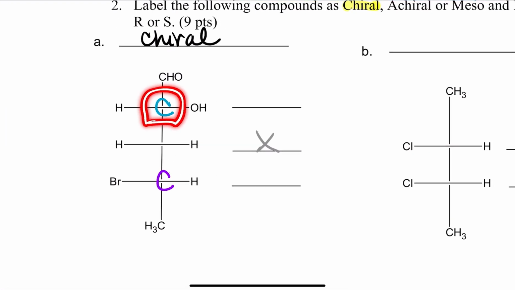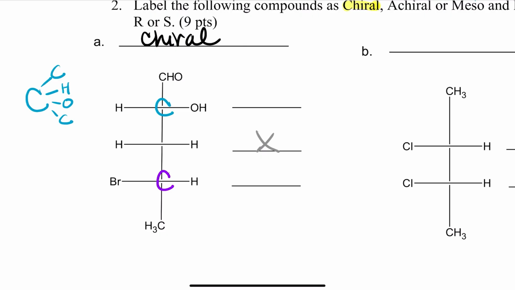So looking only at the chiral centers, let's start with this one. What is this carbon directly connected to? It is connected to a carbon, right? It's connected to an oxygen, a hydrogen, so I'm going to put that hydrogen right here, an oxygen, and another carbon, right? So carbon, a hydrogen, an oxygen, and a carbon right here.